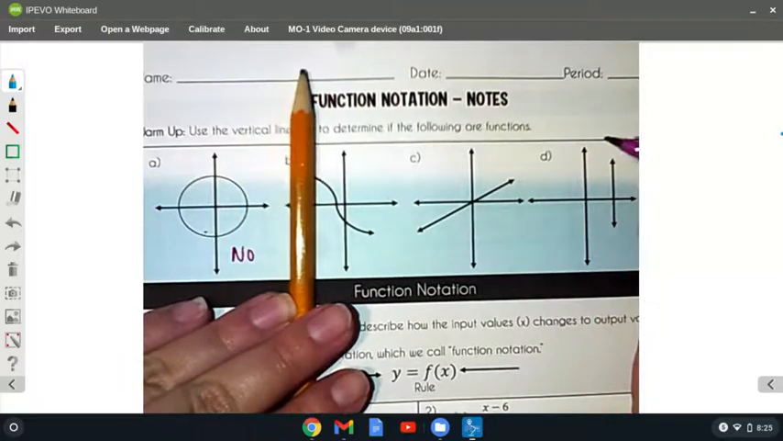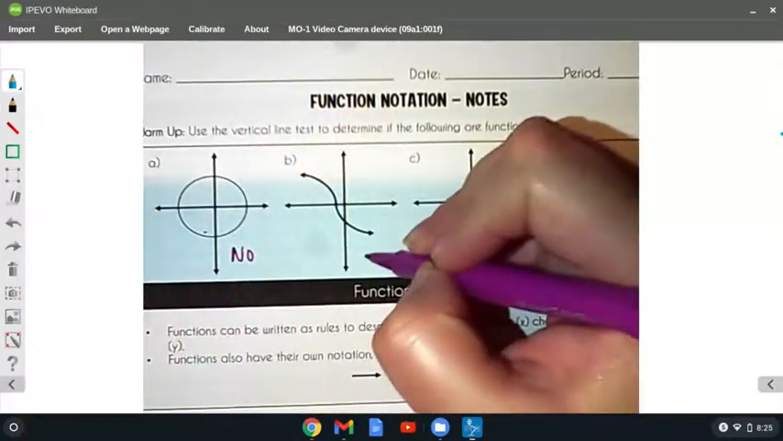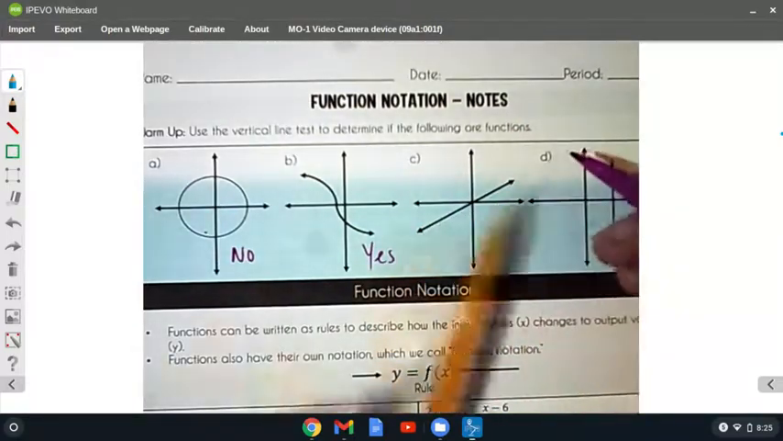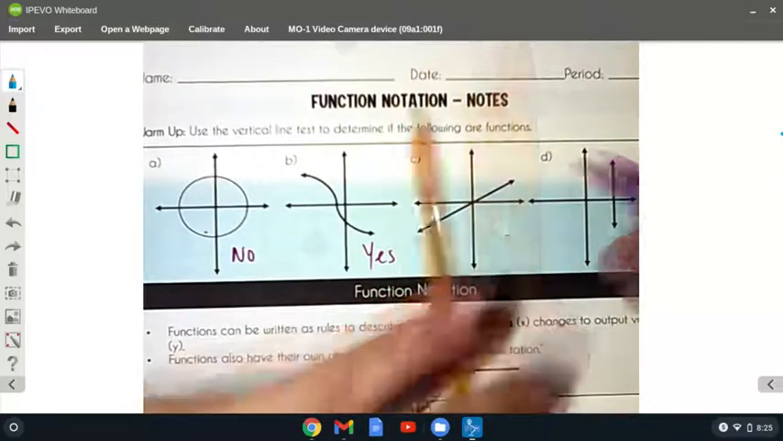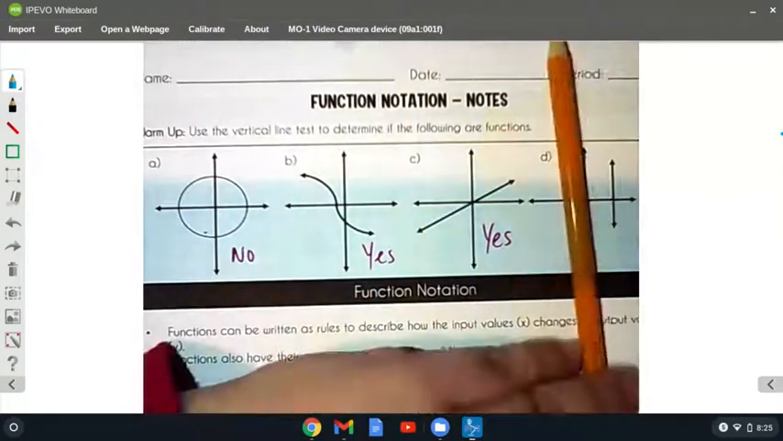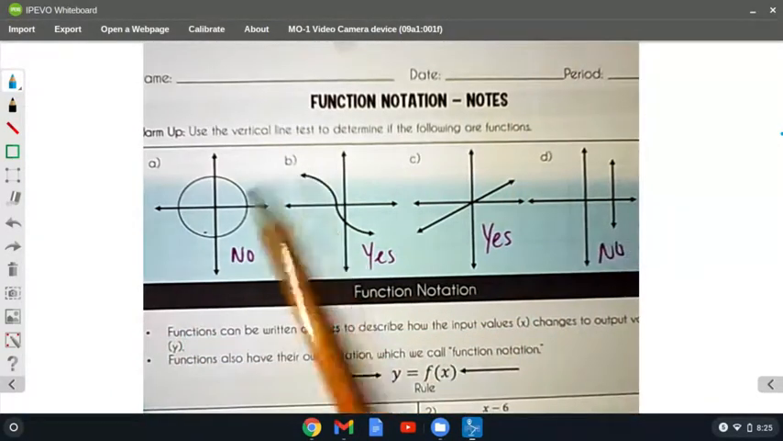When I do it with this one, it doesn't hit my pencil more than once in the same spot. So this would be a function. This one is definitely a function. Definitely doesn't hit my pencil more than once in the same spot. And then here, if I put my pencil on that line, it hits my pencil everywhere in the same location. So that is not a function.